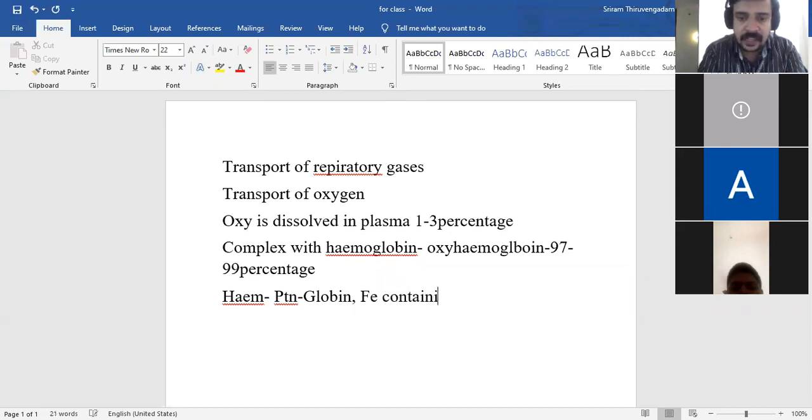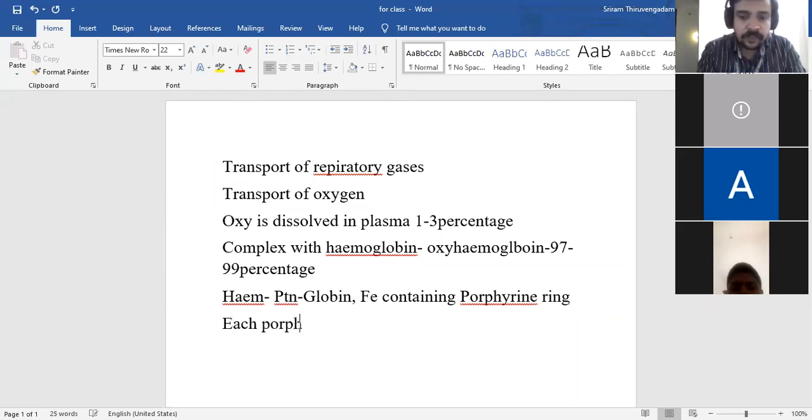So it is an iron containing protein. That iron containing molecule is actually present in a ring called the porphyrin ring. It is called the porphyrin ring. So we know that hemoglobin is a protein. It is a protein, globin, and it contains an iron. That iron is present in the porphyrin ring.